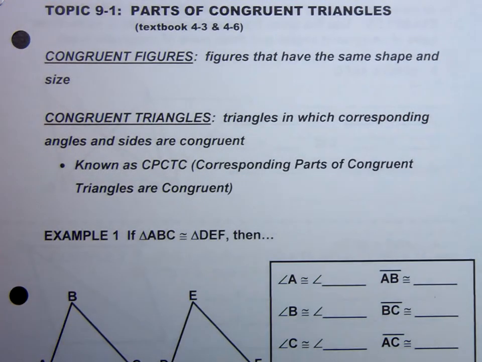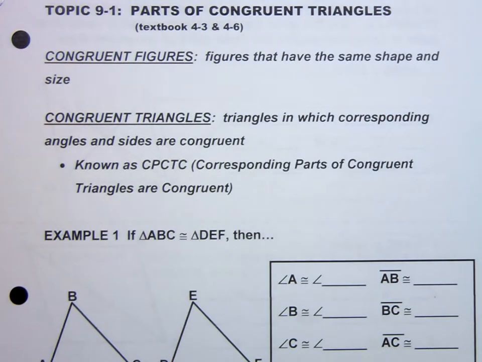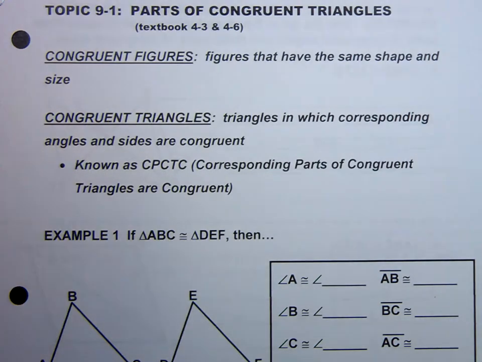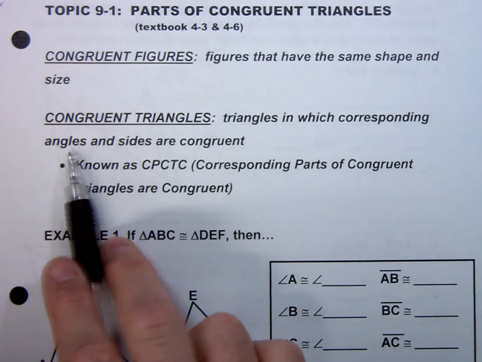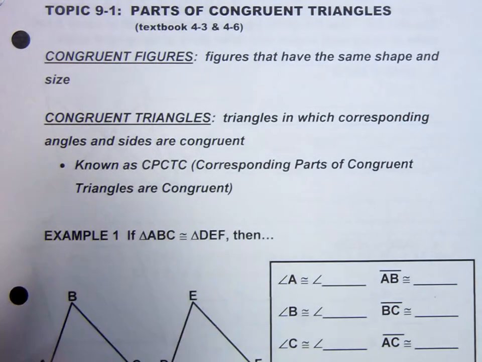Alright, we're talking about parts of congruent triangles today. Congruent figures are figures that have the same shape and the same size. And for congruent triangles, that means that all their corresponding parts are congruent. What gives them the same shape is that all their corresponding angles are congruent. And what gives them the same size is that all the corresponding sides are congruent.